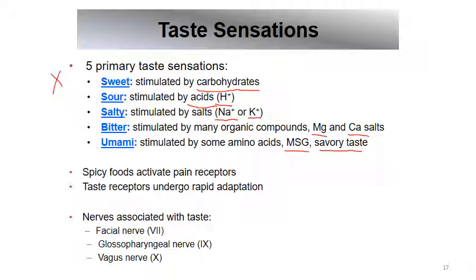The nerves associated with taste might be on your exam. Know that the facial nerve, glossopharyngeal, and vagus all three pick up taste information.